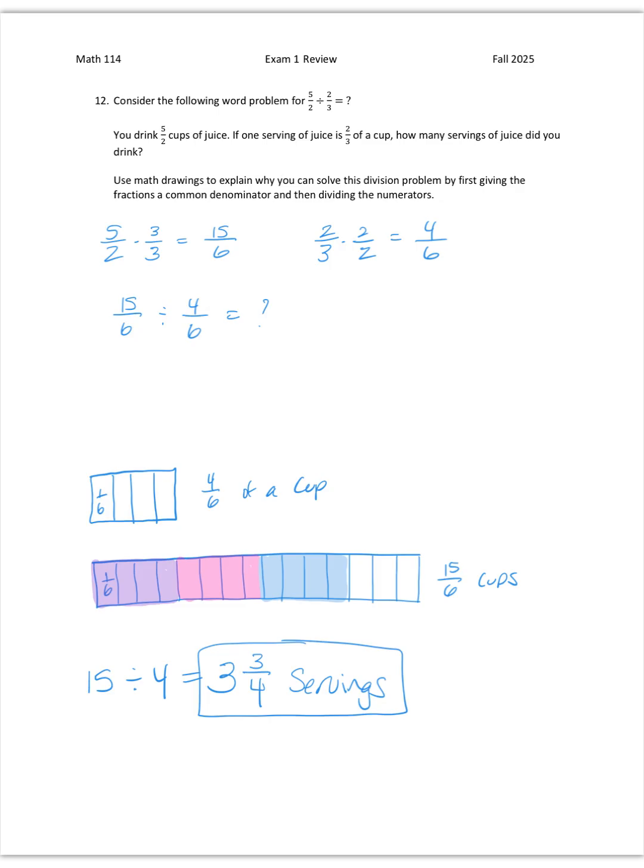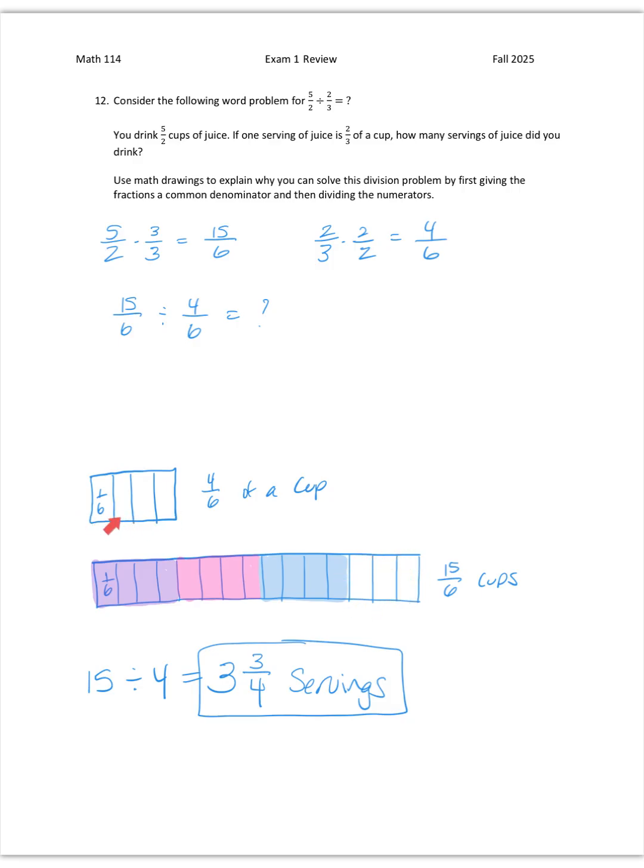It's very tempting to call this 3/6, but that's 3/6 of a cup. This 3 is representing 3 servings. This is how many servings can I get out of this? 1 serving, 2 servings, 3 servings. This last bit needs to have the units servings, not cups. So this is how much of a serving.